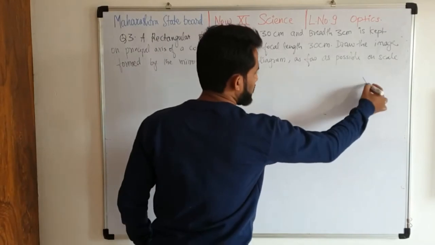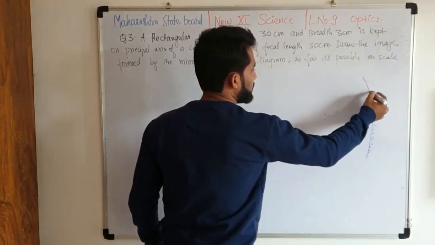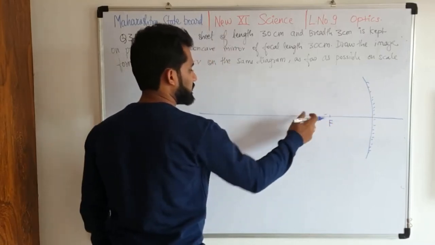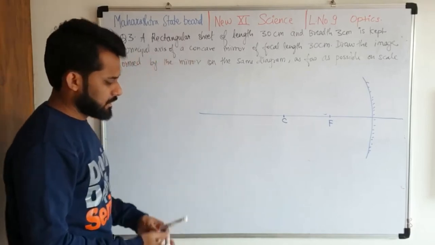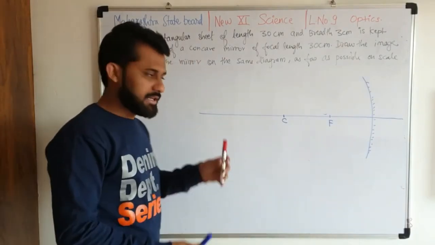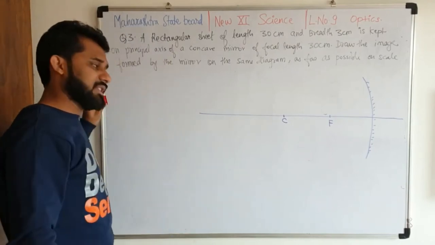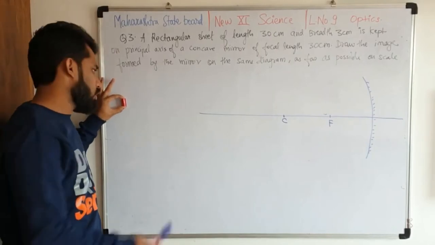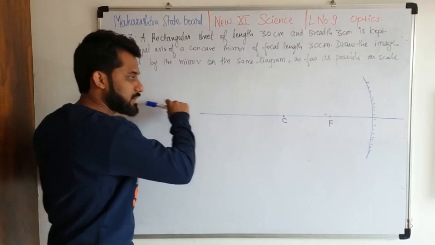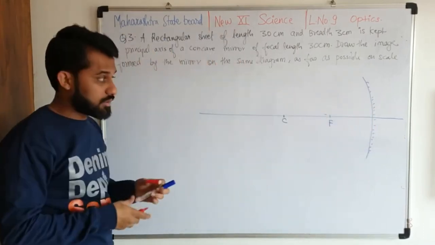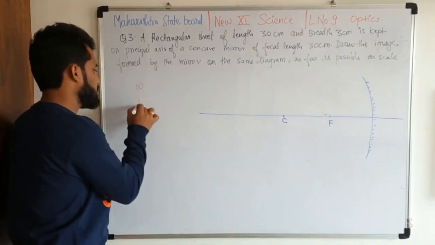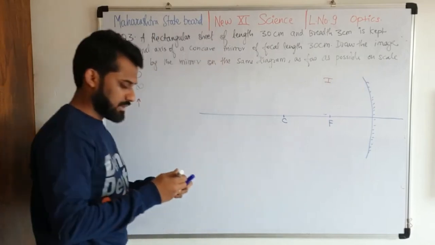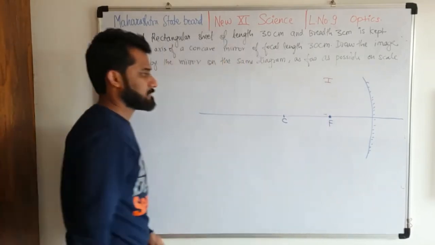So let us consider this is a concave mirror, and this is the principal axis. Let us say this is the focus, and at twice the focal length there is the center of curvature C. So if I start from infinity, if I place a very tiny object at infinity, infinity is a very large distance, practically very large compared to the focus or the radius of curvature. If I place the object at a very large distance, all the rays coming towards the mirror are parallel, and after reflection they will form the image at the focus. So if the object is at infinity, the image that you get is at the focus. It is a point object.